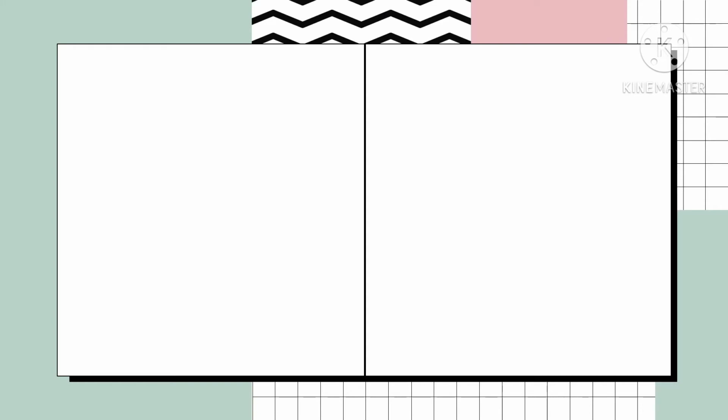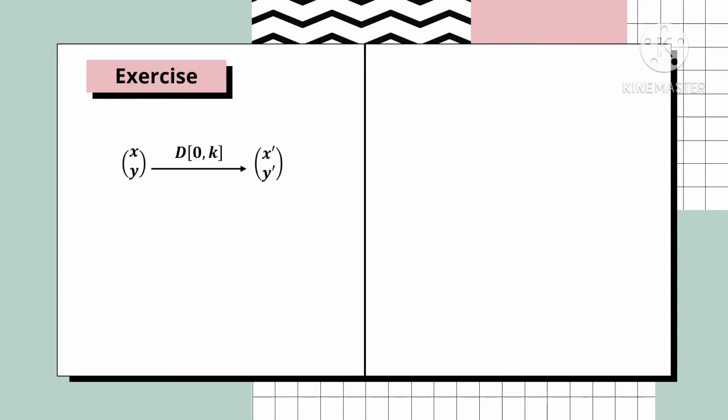Okay, next we will do the exercise. But before we go to the problem example, please consider the following formulation. The matrix (x, y) is the starting point, then the arrow over it has the dilation factor D with [O, k], where O is the point or center of dilation and k is the scale factor of dilation. Then the matrix (x prime, y prime) is the image, the result from the dilation.